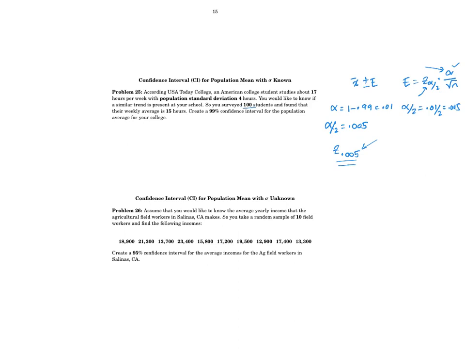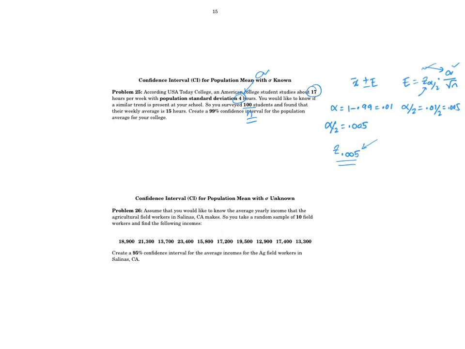You surveyed 100 people, your n is 100, right? That's your n, and your sigma is given, which is 4. That's your sigma, and you just plug it in here. And x bar was what?